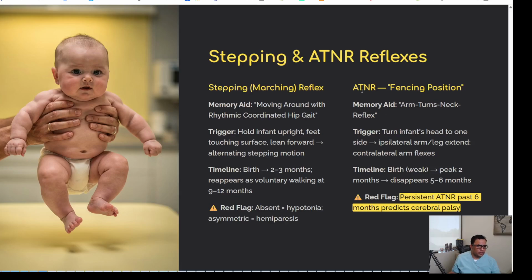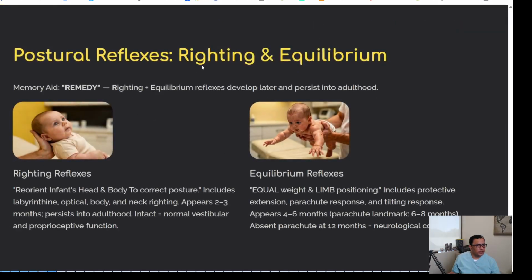Now, ATNR reflex, you can think about arms, trunk, neck reflex. Turn the infant's head to one side, the same side arm and leg extend, and the other side arm flexes. It's present at birth, peaks at 2 months, and disappears at 5 to 6 months. Now, this one is tested a lot, so you want to think about this. If it is present past 6 months, that means the child may have cerebral palsy. Okay, ATNR reflex.